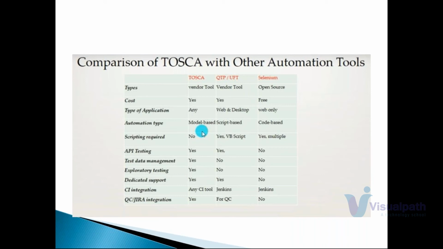Resource management would be easy or not? Yes or no? Agree, disagree? Yes. So using Tosca, you can test up to 300 plus technologies. That is the benefit. Why Tosca is becoming popular in the market is, you can test close to 300 types of applications using Tosca. Next thing is, what is a framework?